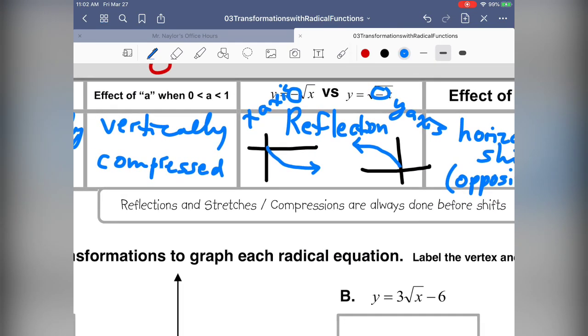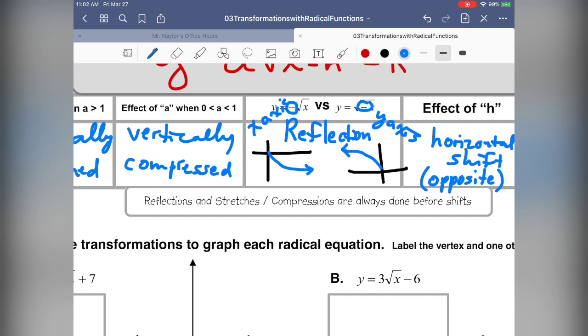When you get into a problem that has multiple transformations, you always want to do reflections and stretch or compressions before you would do a shift. So I always want to think about the shape of the graph. I always want to think about the direction of the graph before I do the shift. And I'll show you how to think about that as we work through this next set of examples.